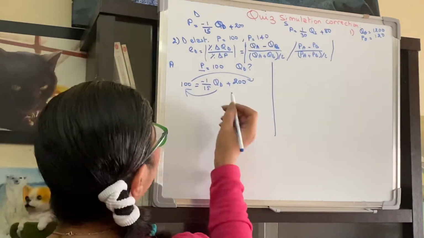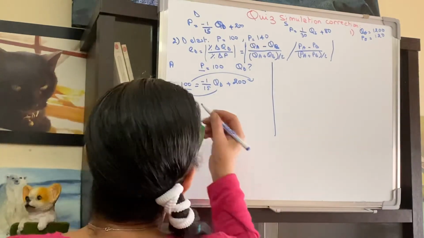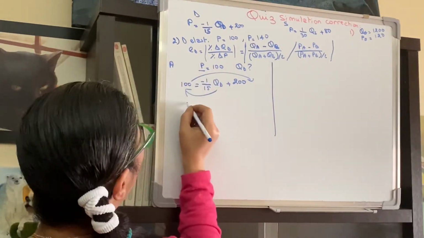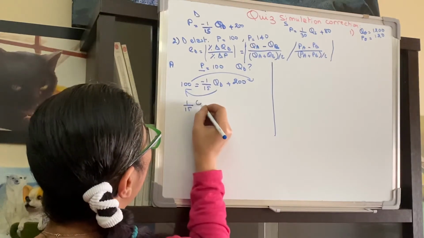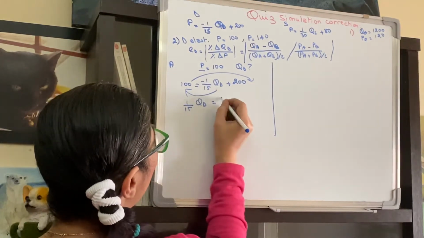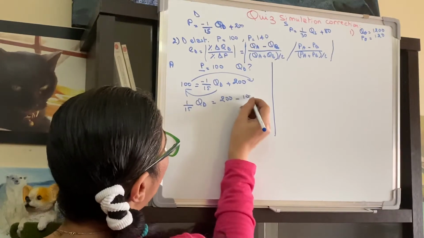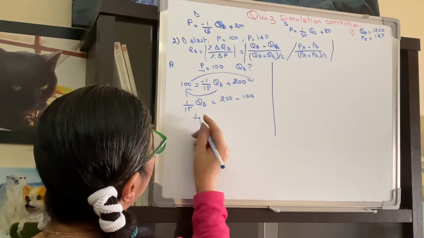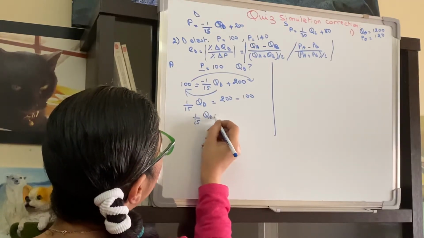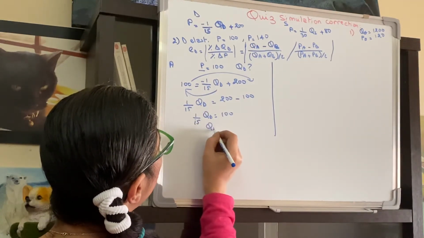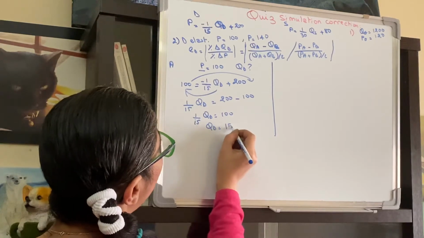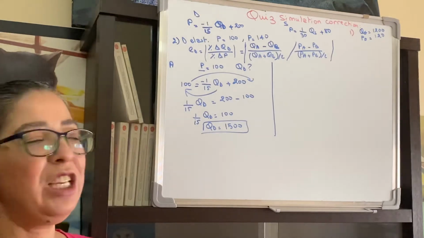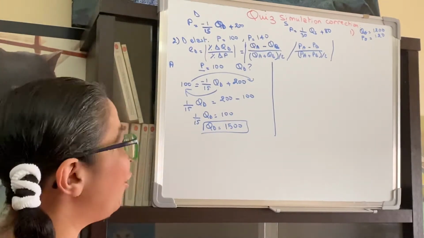Okay, let's start. Sorry for that. Moving on. So minus, I always put it in order to have the plus. So I'm going to have 1 over 15 QD is equal to 200 minus 100. So 1 over 15 QD is equal to 100. So QD is equal to 1,500. Okay? Easy calculation. I don't know why I got lost for a second.